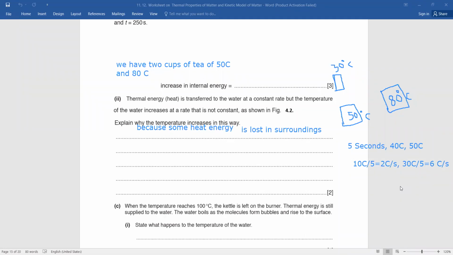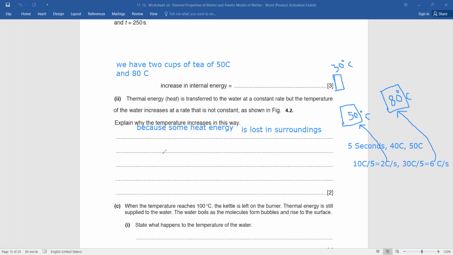This 6 degrees Celsius per second is lost by the 80-degree one, and 2 degrees Celsius per second is lost by the 50-degree cup. So who is losing faster? The 80-degree one. Now it's clear to you. Yes, sir. Now, if it is clear, then take all these notes.